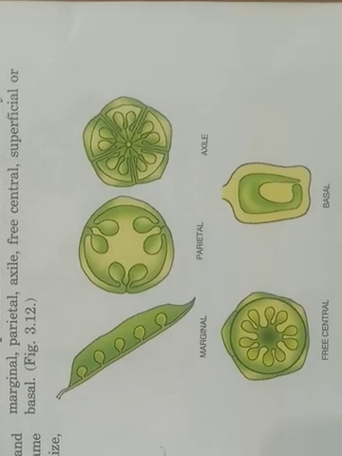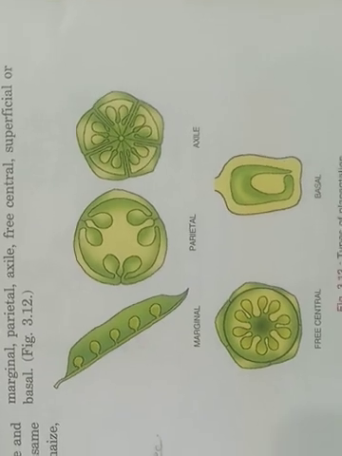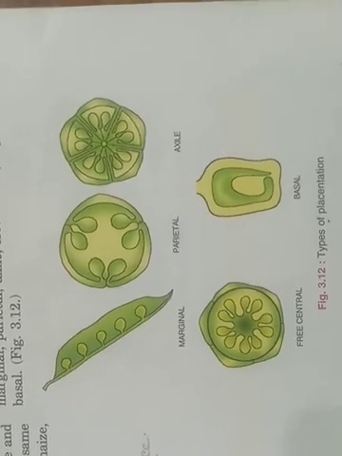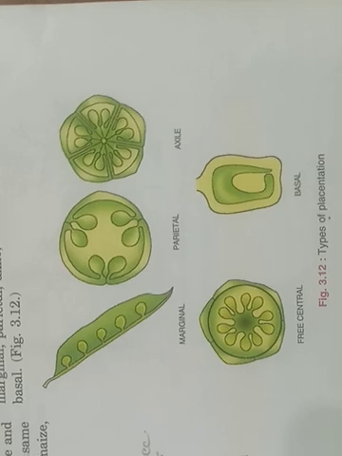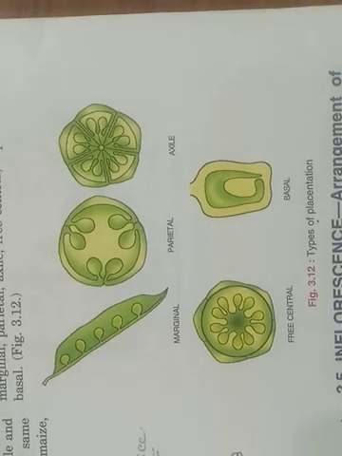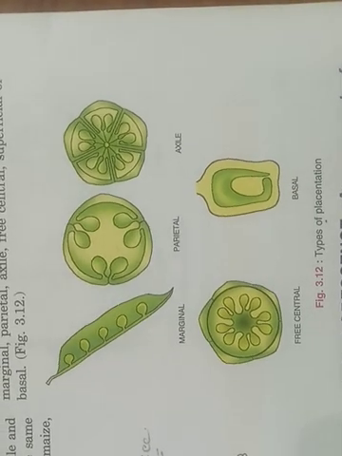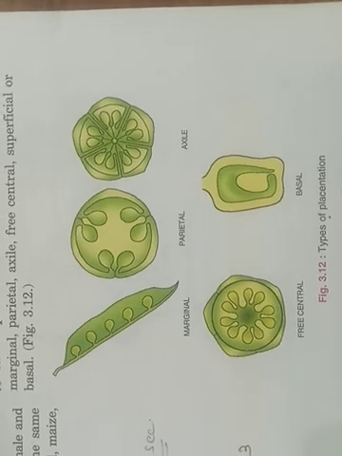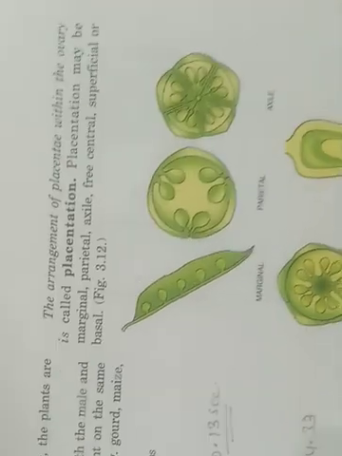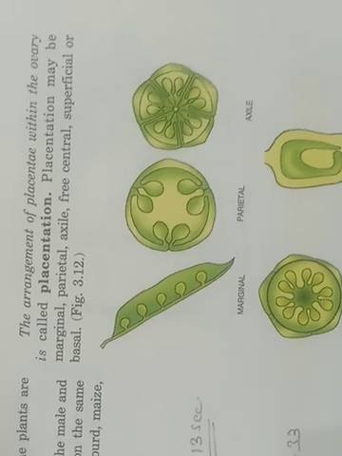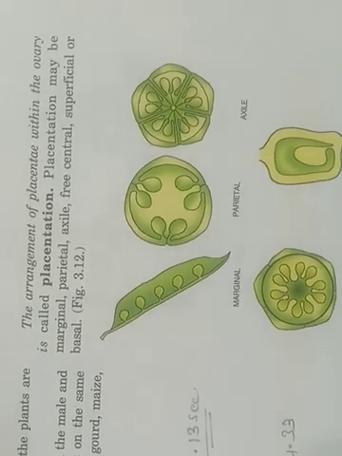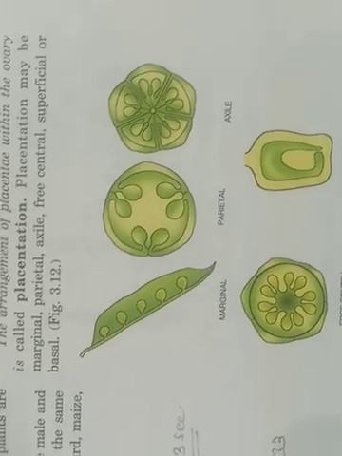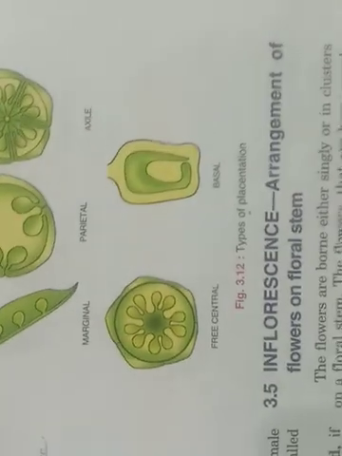Placentation may be marginal, parietal, axial, free central, superficial, or basal. So placentation is the arrangement of placenta within the ovary, and this placentation may be of different types. It may be marginal, axial, superficial, free central. Here you can see the different types of placentation.